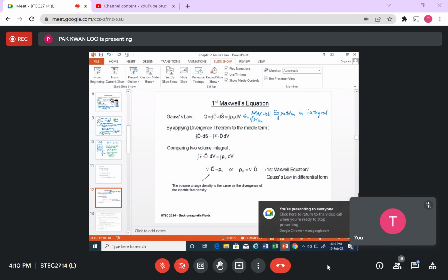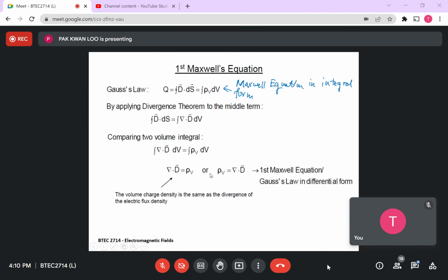Coming back to our discussion, sorry about that. So we have the Maxwell equations in integral form, so we have basically two forms. For the Maxwell equations, we have altogether four equations, and we are not going to cover all of them in this course.